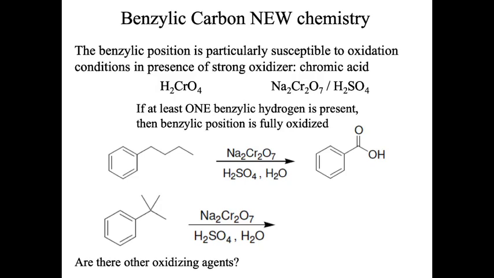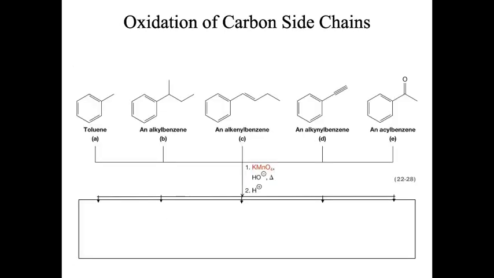Other oxidizing agents, I've seen permanganate used instead. So, if I take toluene and add, ta-da, permanganate, here's our other oxidizing agent, what do I get? What would happen? It's going to turn into benzoic acid. I have a benzylic hydrogen, right? I have at least one there. Because I have that hydrogen, it's going to make benzoic acid.